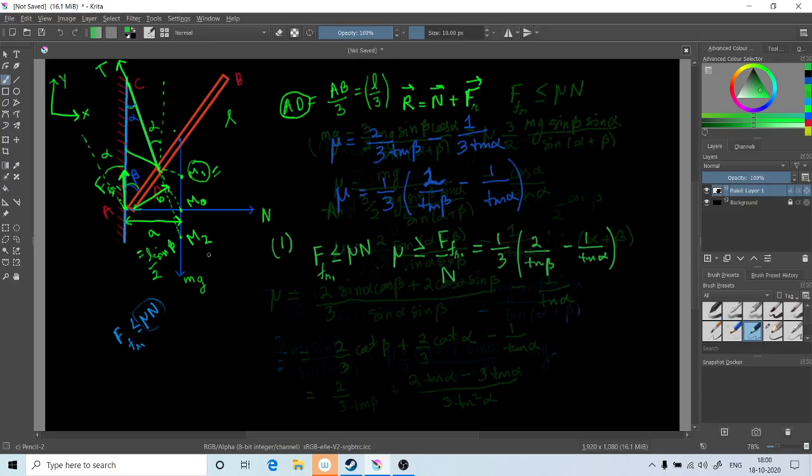For M2, the friction is towards the negative y-axis. FR2 is the negative of FR1, which gives us mu2 equal to 1 by tan alpha minus 2 by tan beta. This is for the second condition, for M2.